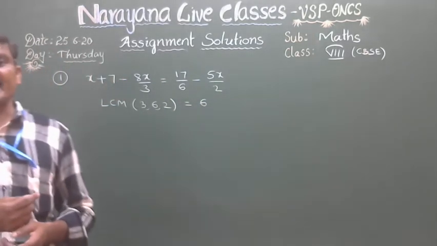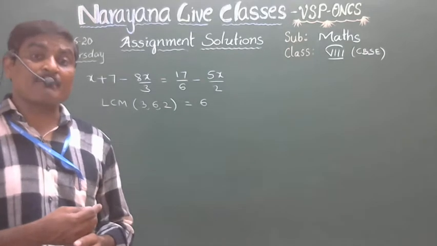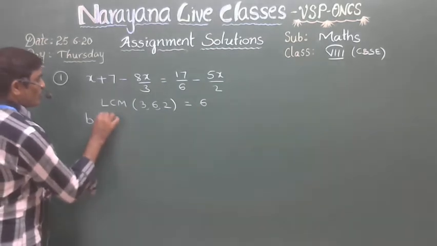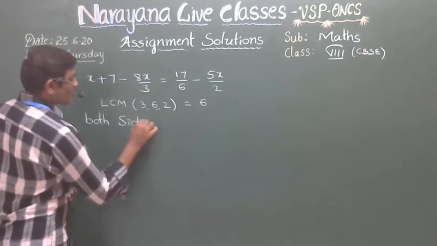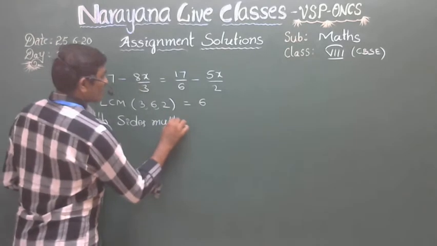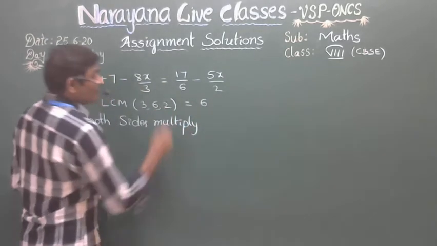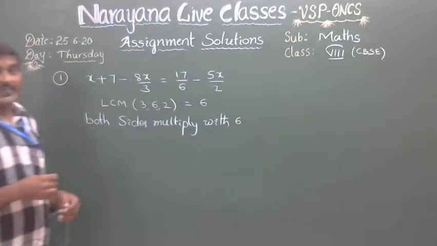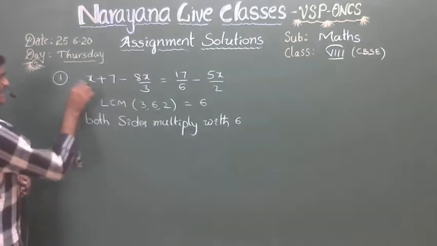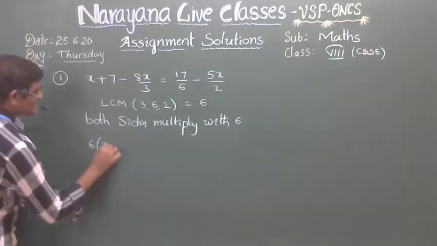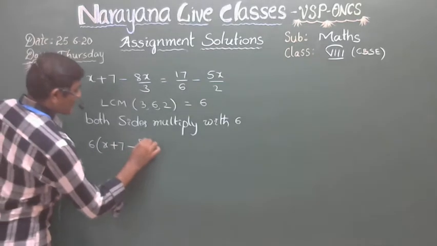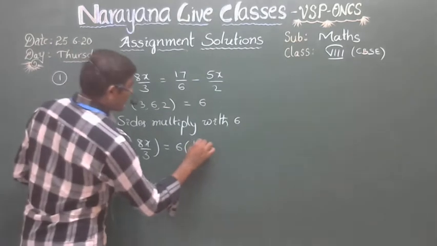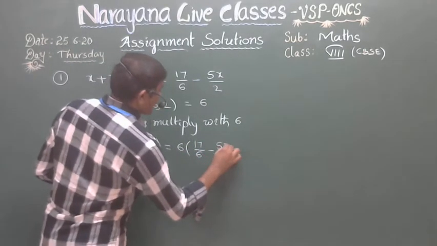Now both the left hand side part and right hand side part are multiplied with 6. So both sides multiply with 6. What we will get? 6 into x plus 7 minus 8x by 3 equal to 6 into 17 by 6 minus 5x by 2.